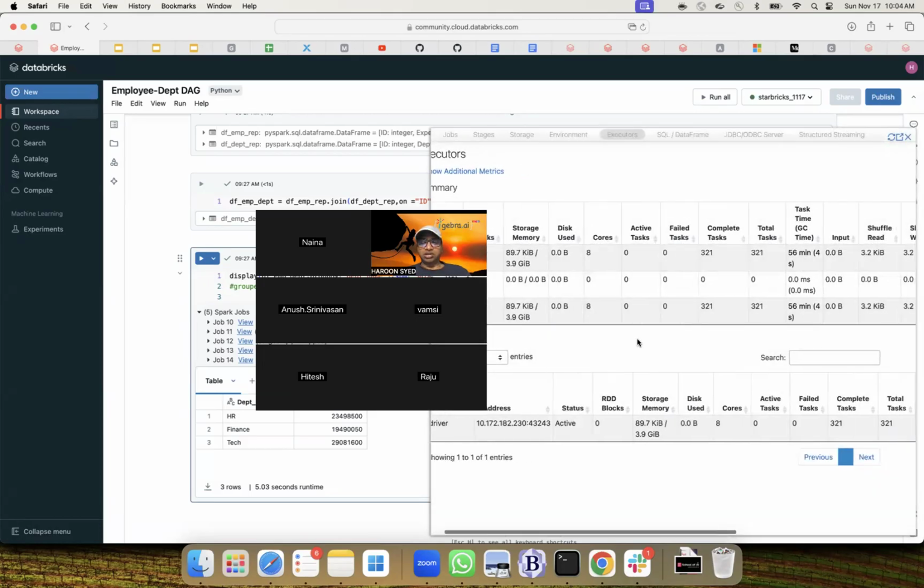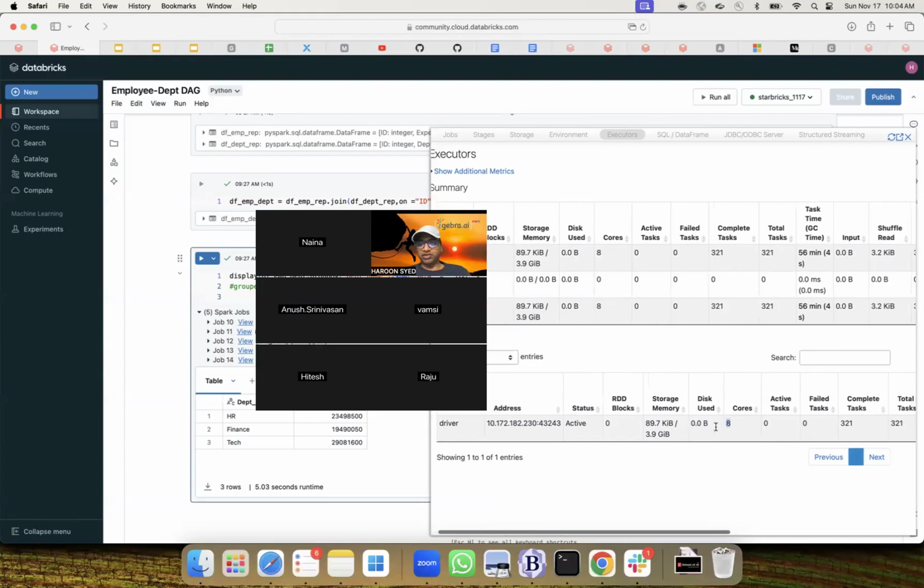And see here. So there is one driver, that is this memory of 3.9 GB, 4 GB. How many cores does it have? See, it is 8 cores. That is why it is creating the 8 partitions. I see. So in this case, we only have one worker node. And there's also only one master, right? It's not a cluster. It's a single node cluster that we created. So it's both the master and the worker node.